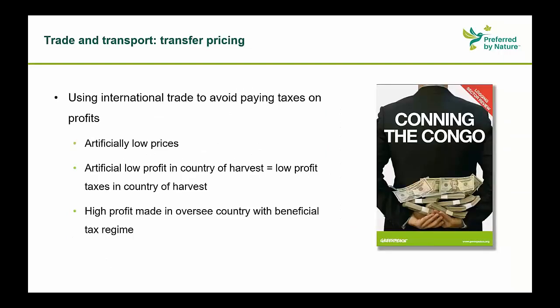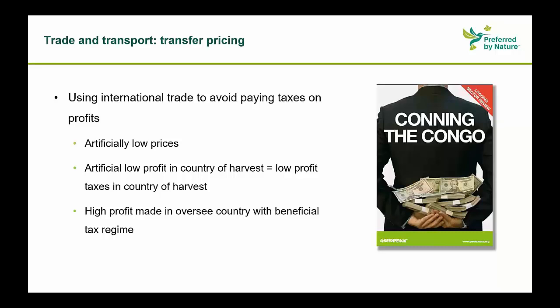There's another thing about trade and transport, which is a bit more rare, but it's important to understand it and keep it in mind, and it's illegal transfer pricing. Transfer pricing is basically using international trade to avoid paying taxes on profit in the country of harvest, right? So the idea is that a company would artificially lower export prices of the timber in order to lower the profit made in the country of harvest, and that can be illegal, right?